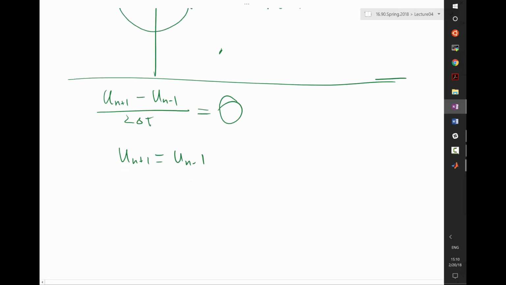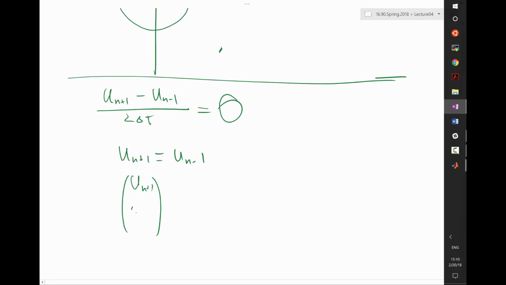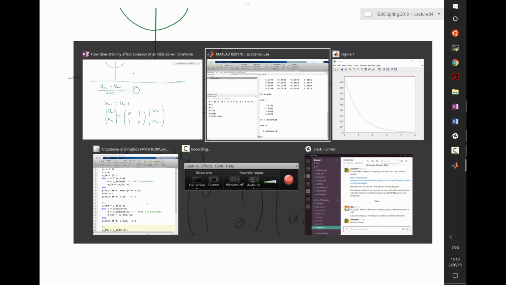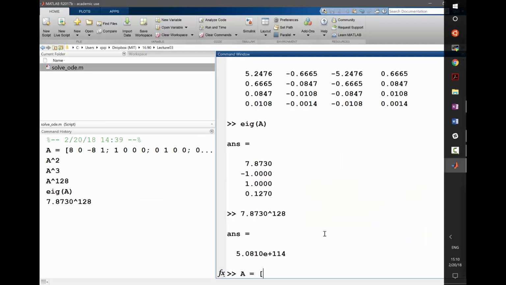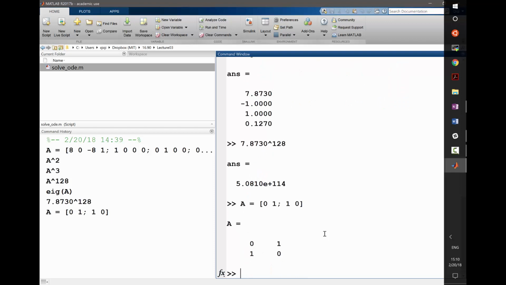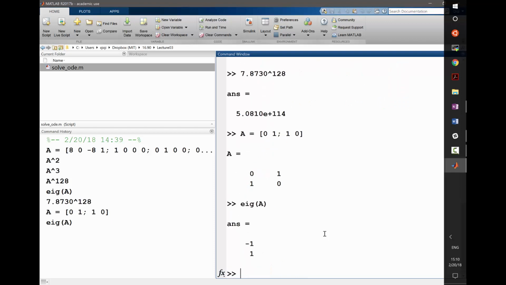Somebody just give me the matrix. 0, 1, 0, 0. Are you sure? 0, 1, 1, 0. Yes, u^n has to be equal to u^n. All right. So this is the matrix. So now my A for midpoint is 0, 1, 1, 0. And I of A gives me minus 1. Oh, I actually have a minus 1 and 1. All right. Okay, so I get an eigenvalue at minus 1.